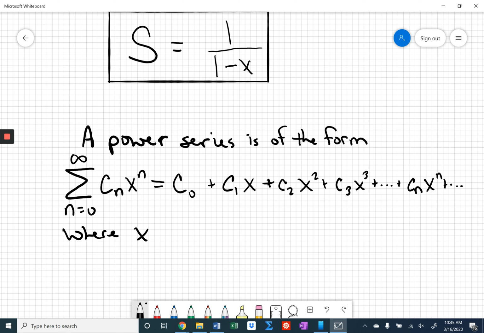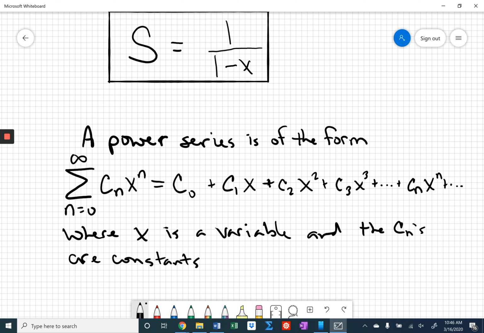where x is a variable and the c sub n's, however that's supposed to be written, are constants called the coefficients of the series.